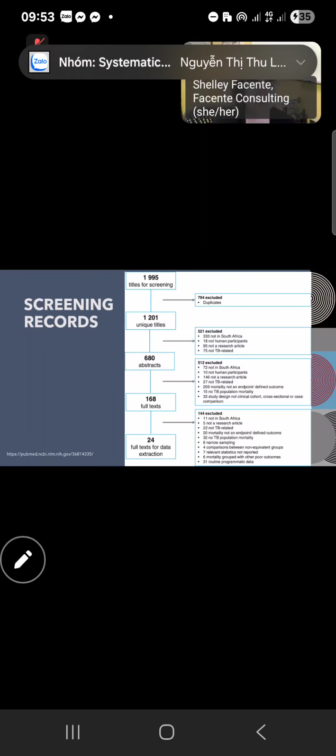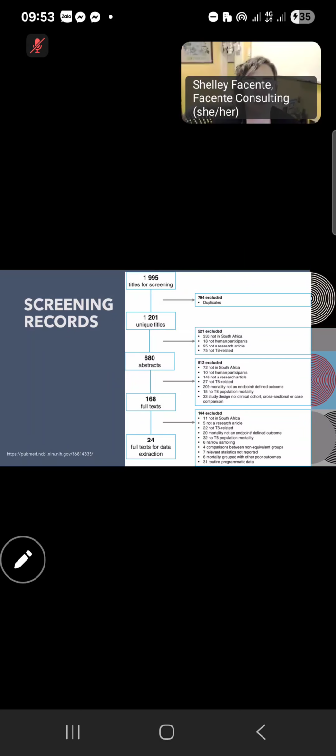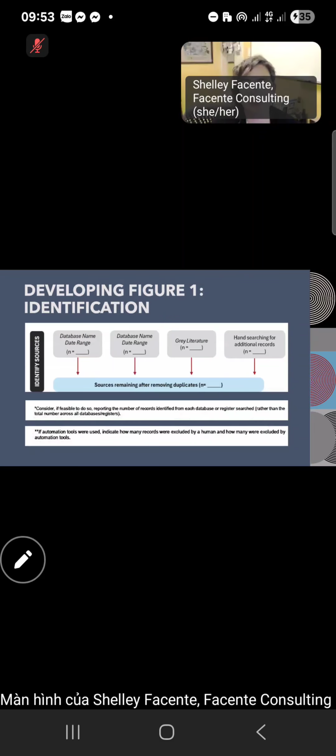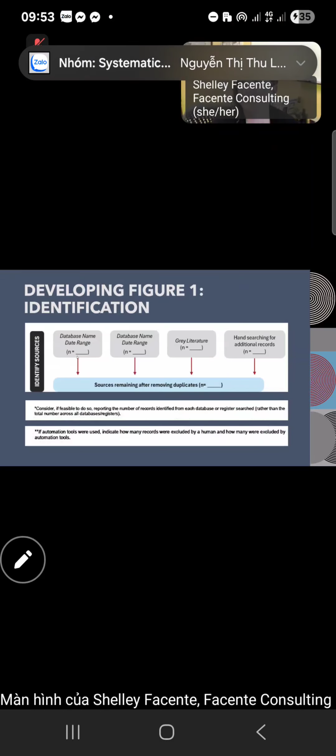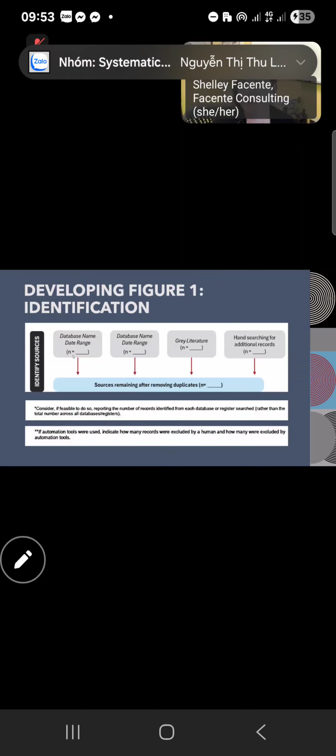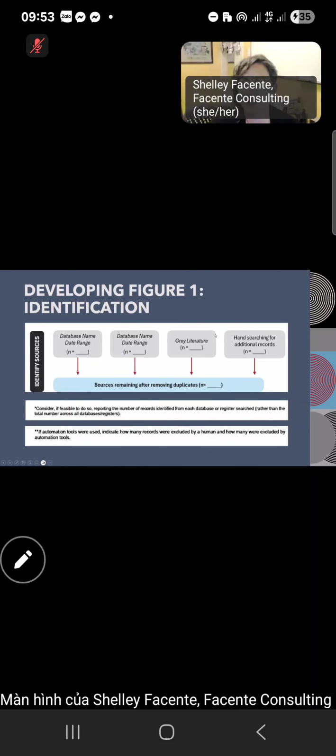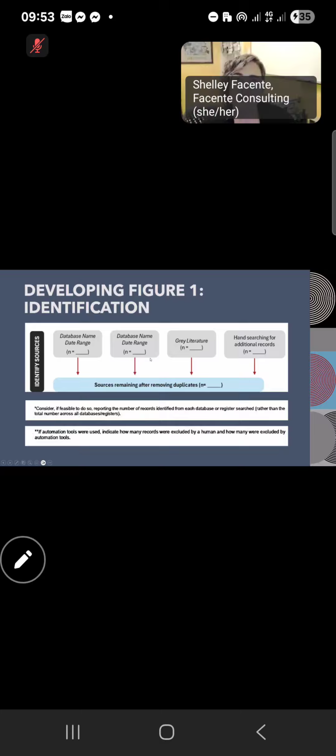Okay, so the best practice is to record the number of results from each place that you searched. We already talked about databases. If you're also searching gray literature, websites, looking for reports, you would say how many you found from doing that. And hand searching is a technique where you look in the reference list of the articles that you already included from your database search, and you see, is there anything they cited that seems relevant that for some reason didn't come up in my search?